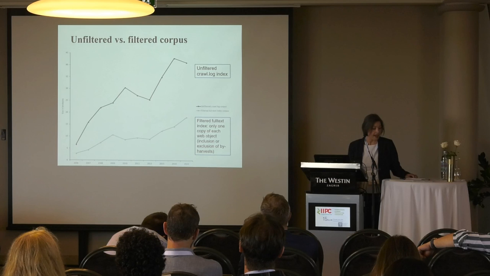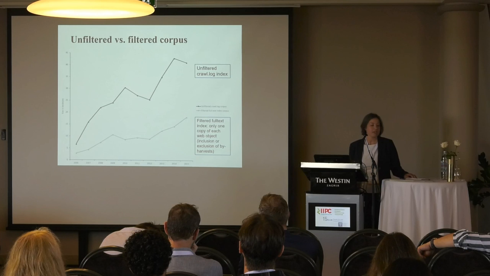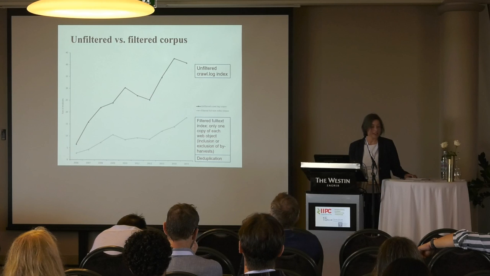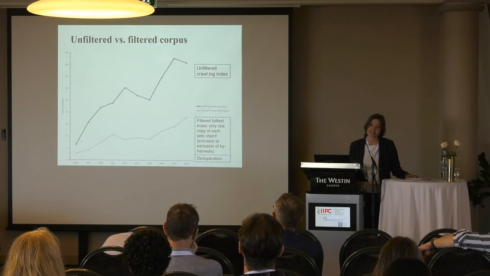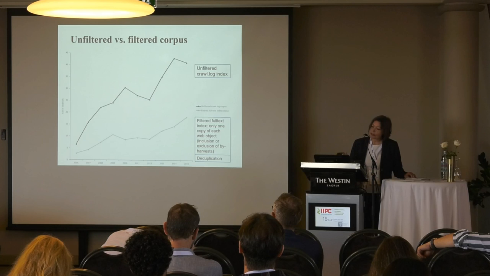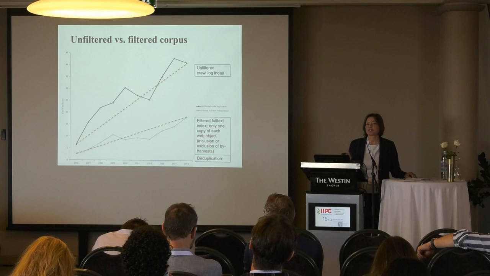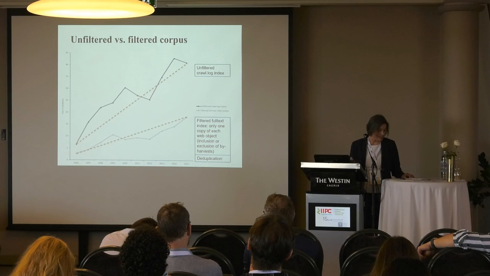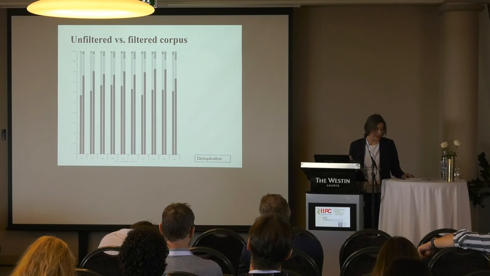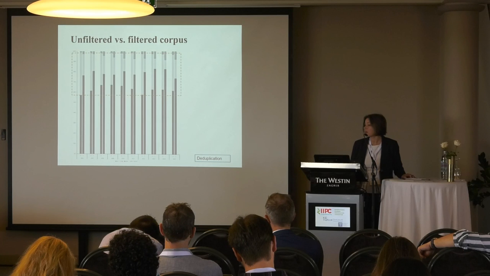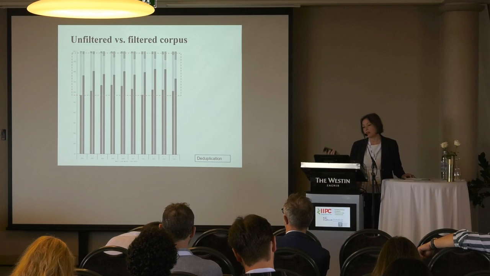And another reason for the difference here is, of course, also the deduplication, because the deduplication takes place after the creation of the crawl logs, but before the creation of the full text index. And the differences between the two corpora also increase gradually over time, because the amount of content in the archive increases, which also increases the chances of duplicates. And the influence of deduplication becomes very obvious when studying the distribution of file types. So these are images, and you can see from the first year the light gray one, so it's the unfiltered compared with the filtered corpus.